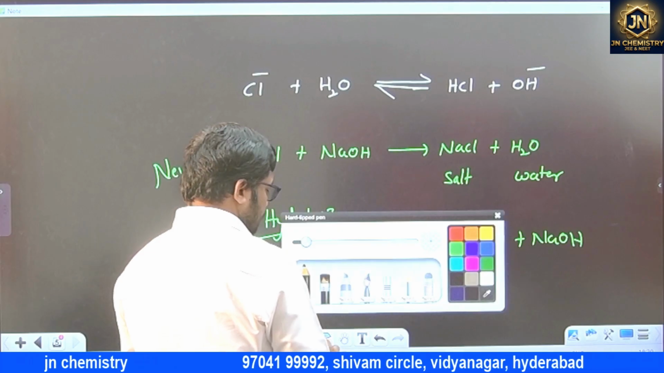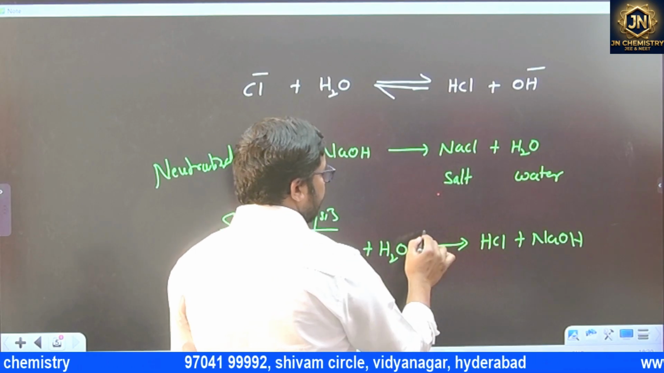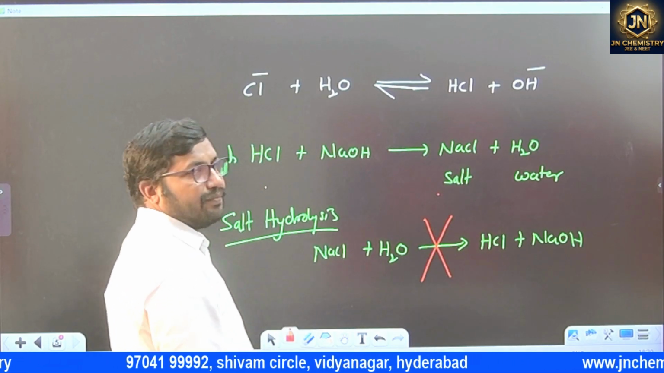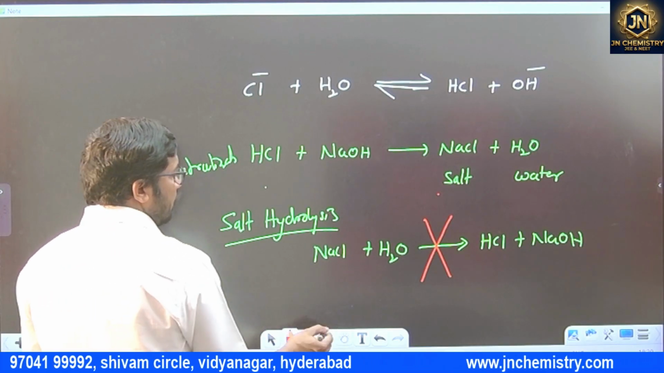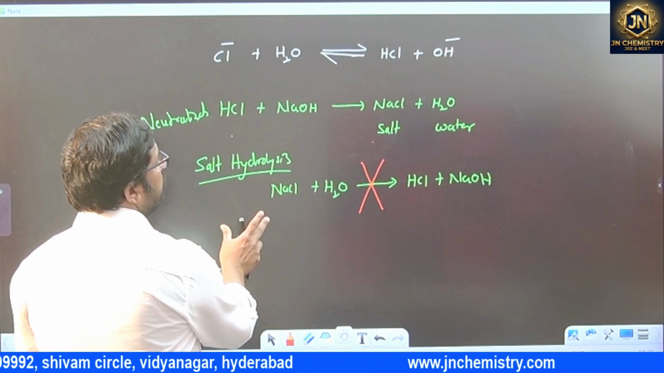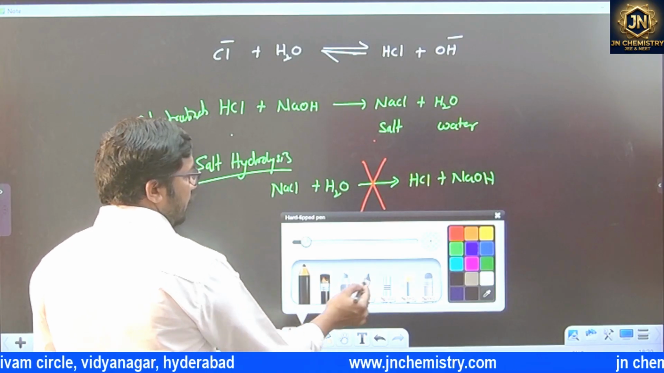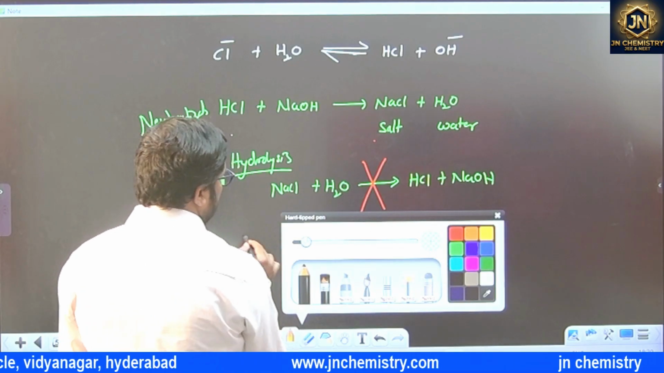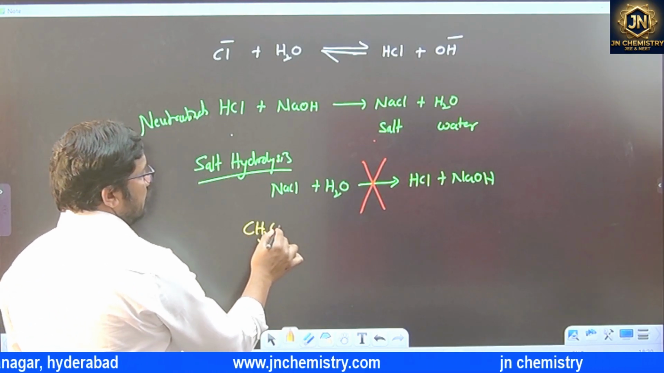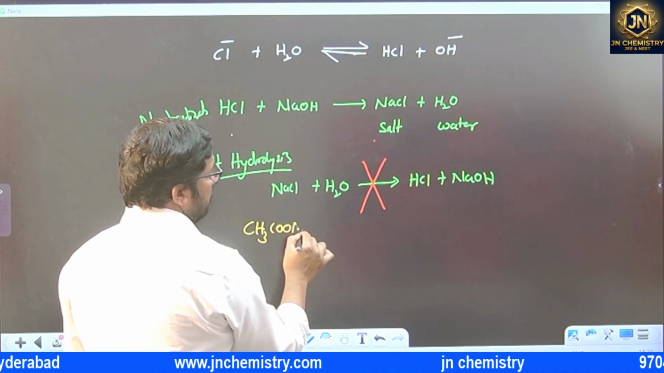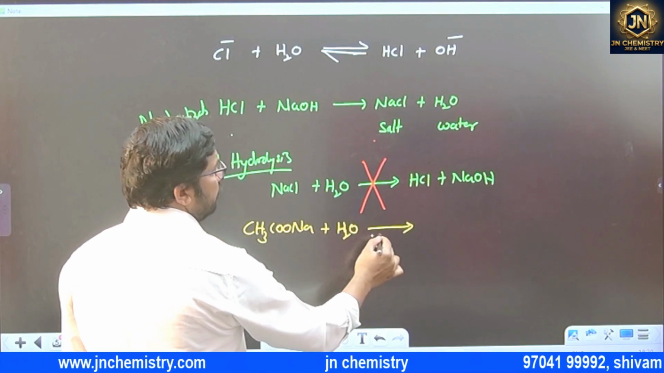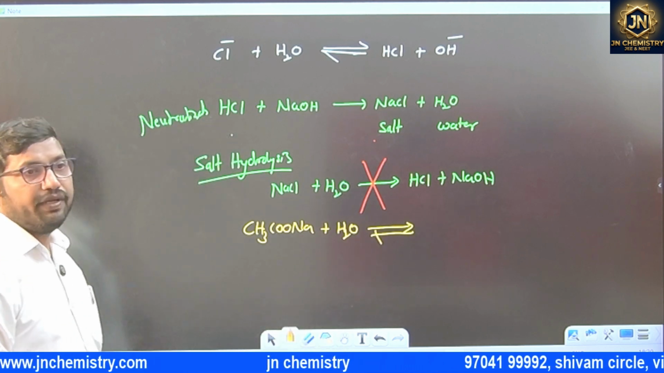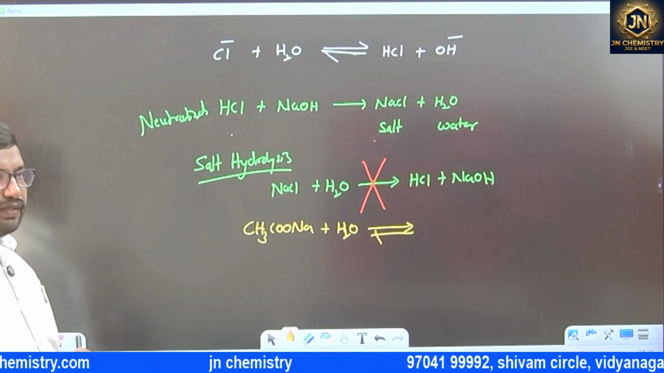But this reaction won't take place. But the remaining salts undergo hydrolysis. Which salts? For example, I told you, CH3COONa plus H2O. This is a salt of a weak acid and strong base. This we can do the hydrolysis.